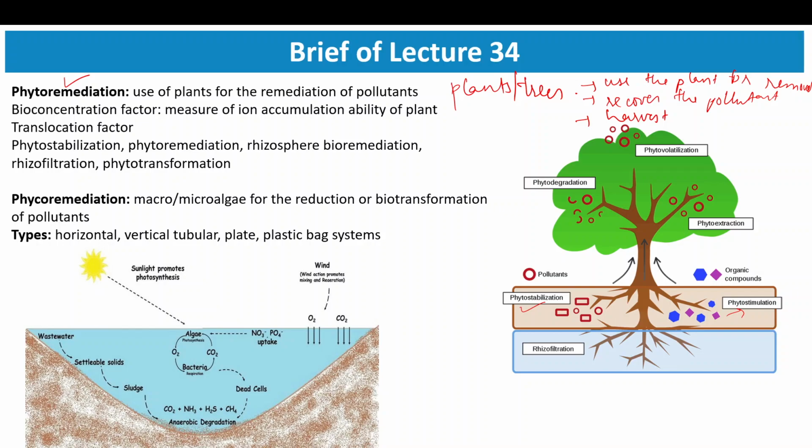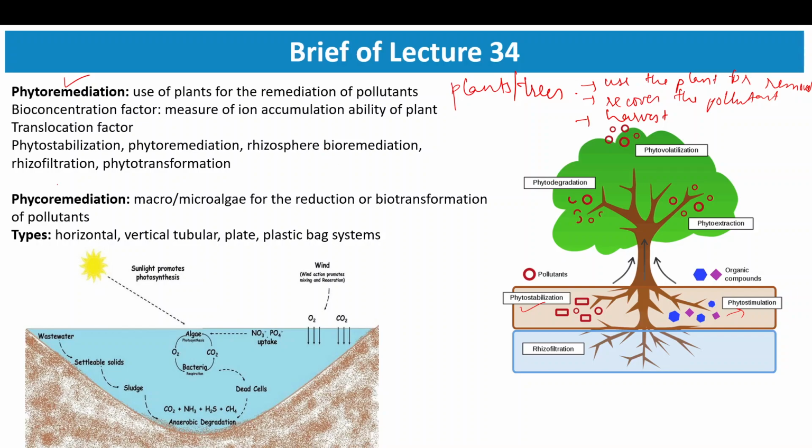Now, moving forward, as I said earlier, you can remove the pollutant from the plant. You can recover the pollutant later, and after that, the plant can be utilized further in some form of harvesting, or it can be destroyed. There are particular types of plants which are suitable for the removal of specific pollutants, and the list of such plants is shown to you in the lectures.